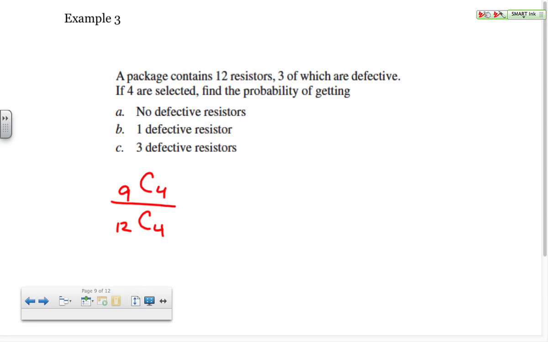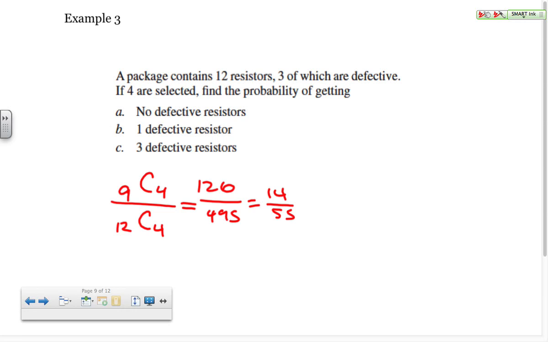So we're going to choose 4 resistors, none of them defective, divided by the total number. So this is 126 over 495, which is 14 over 55. Again, decimals would be better. I don't have them on here though, and I don't want to take too much time calculating this.